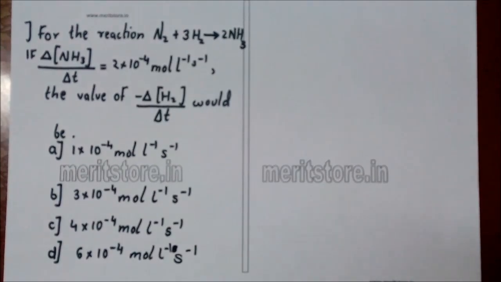Our next question is, for the reaction nitrogen plus 3 moles of hydrogen gives 2 moles of ammonia, if the rate of d ammonia by dt is equal to 2 into 10 raised to minus 4 mole per liter per second, the value of minus dH2 with respect to time would be.